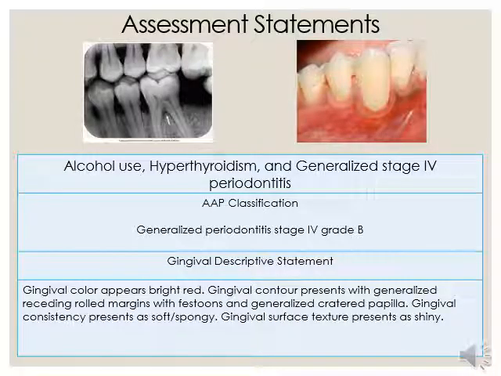Assessment statements. The patient presented with alcohol use, hyperthyroidism, and generalized stage 4 periodontitis. She is classified as generalized periodontitis stage 4, grade B, and the gingival color appears bright red. Gingival contour presents with generalized receding rolled margins with festoons and generalized cratered papilla. Gingival consistency presents as soft and spongy, and gingival surface texture is shiny.